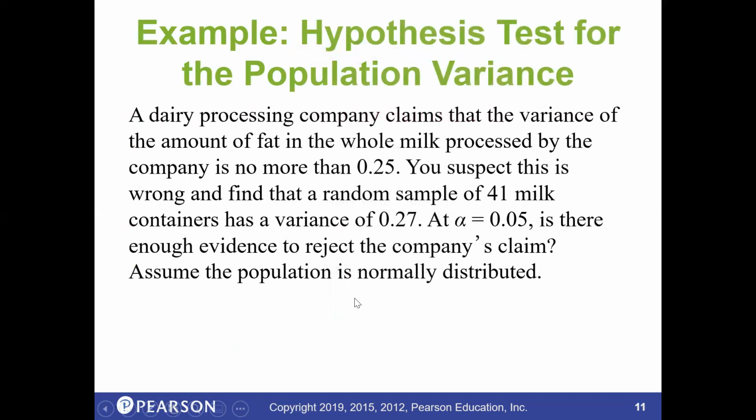Here it is. A dairy processing company claims the variance of the amount of fat in the whole milk processing by the company is no more than 0.25. So you suspect this is wrong and find that a random sample of 41 milk containers has a variance of 0.27. So at the 5% confidence, is there enough evidence to reject the company's claim? So think about it, one-sided or two-sided tails. That's the first thing to sort of come through our mind.